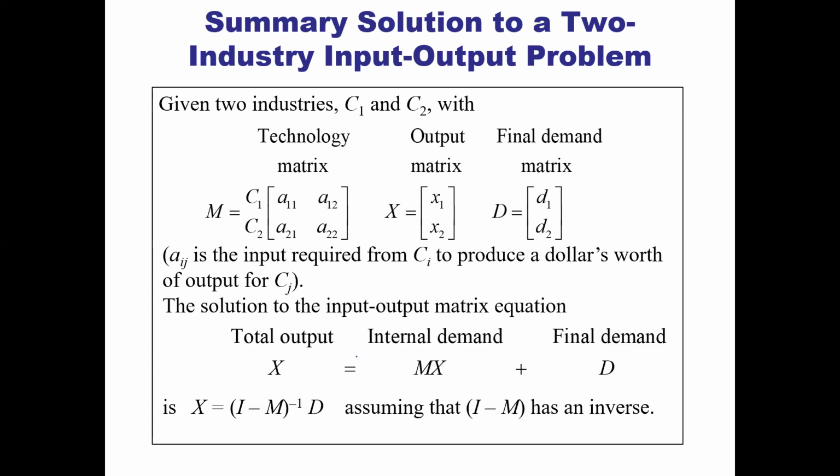Now the solution is basically taking I minus M, finding the inverse of it, and multiplying by our D, which is our final demand matrix. Then we get our X, which is our total output that we have to find. And again, this all requires that I minus M has an inverse. All right, so let's stop with that, and then we'll come back with an example.